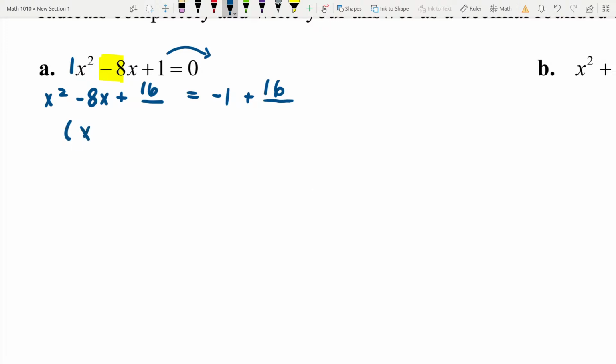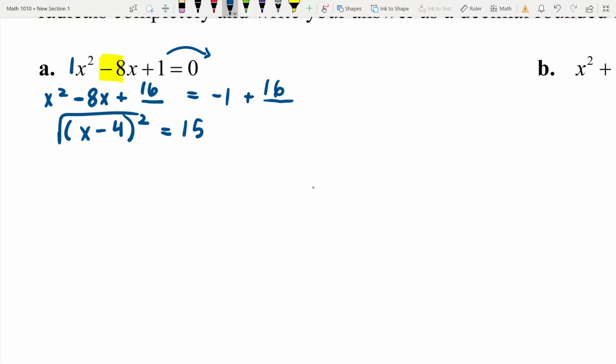Then you factor the left. So it goes to an x. This sign's a negative. It goes right there. The square root of 16 is a 4. Close it off, and it's squared is equal to a negative 1 plus 16 is 15. Every person in this room, tell me what to do now. Talk to me. Square root it.